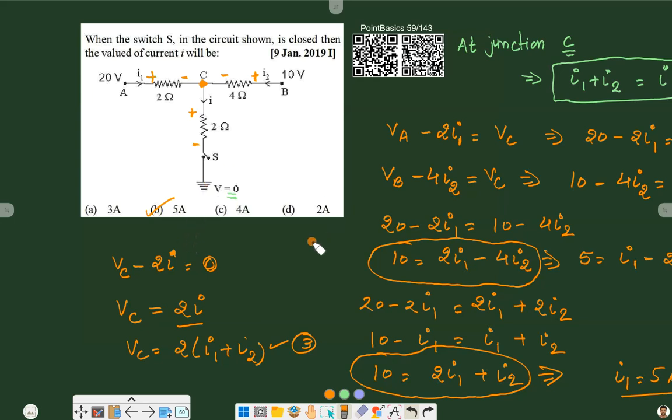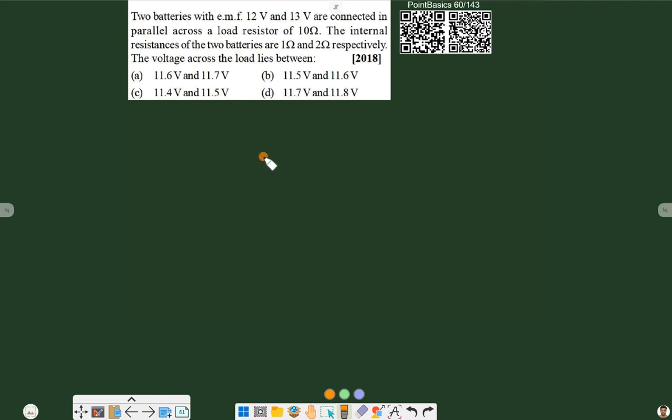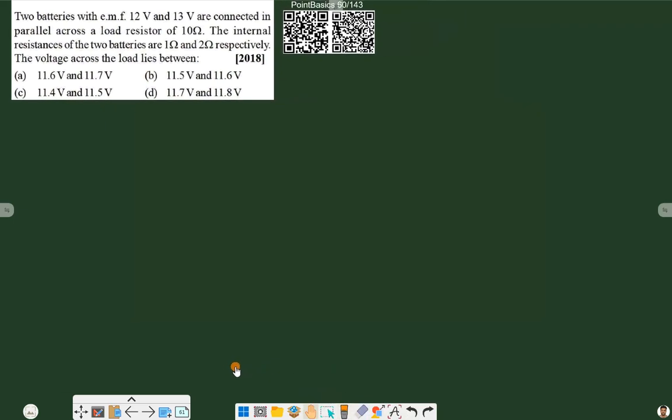Moving to the next question. Two batteries of EMF 12 volt and 13 volt are connected in parallel across a load resistance of 10 ohm. Internal resistance of the two batteries is 1 ohm and 2 ohm respectively. Voltage across the load lies between. So we have to find out the voltage across the load. So let's first draw the diagram that we have two batteries.